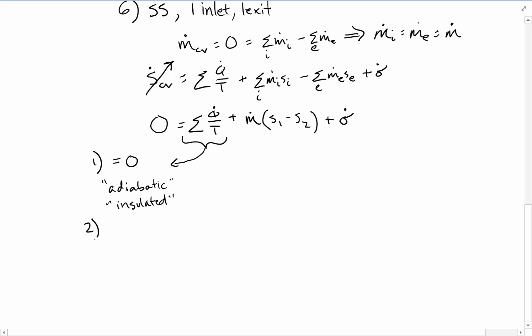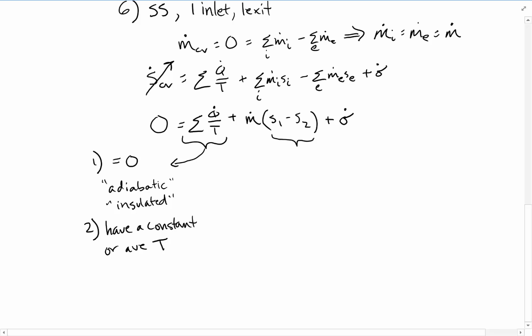Another option here is that you have a constant or average temperature. If you have a constant or average temperature, then that summation turns into a single term, and that's all you need to do. And those are the most common scenarios for that Q dot over T term.